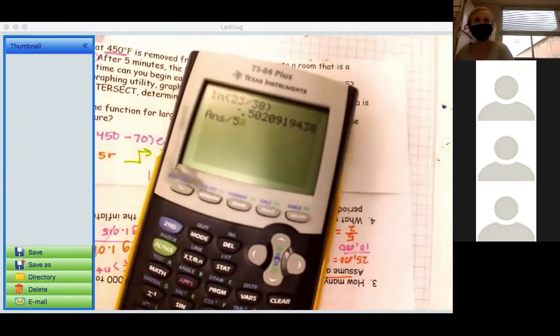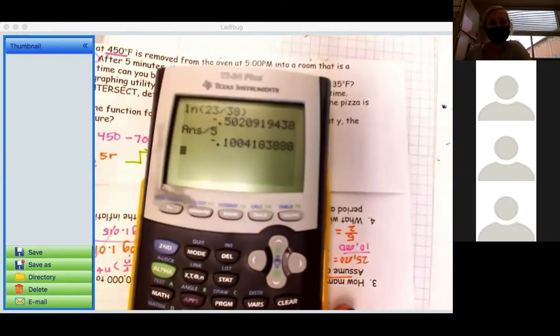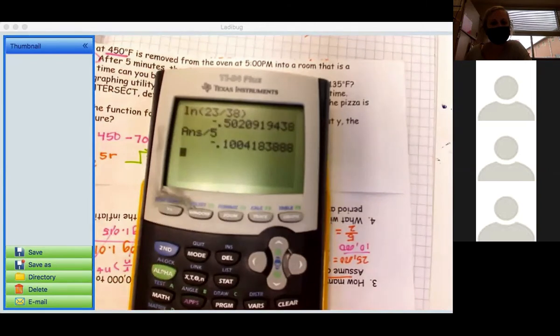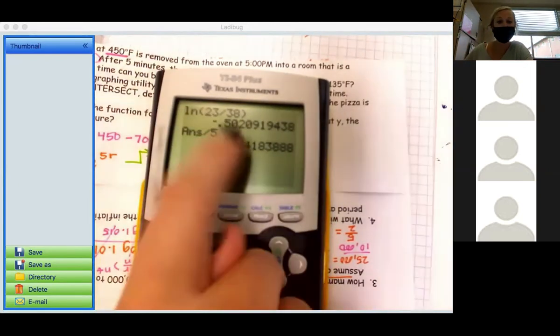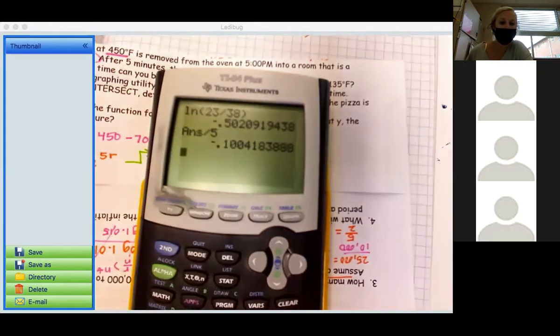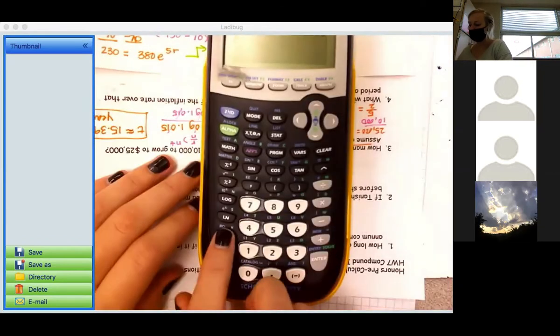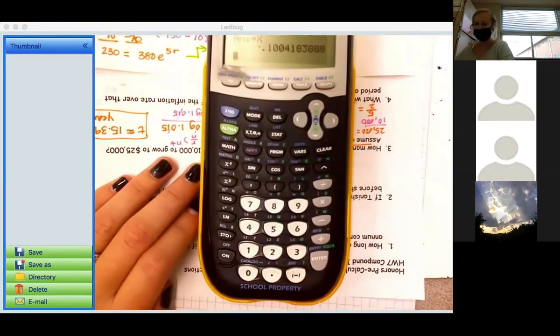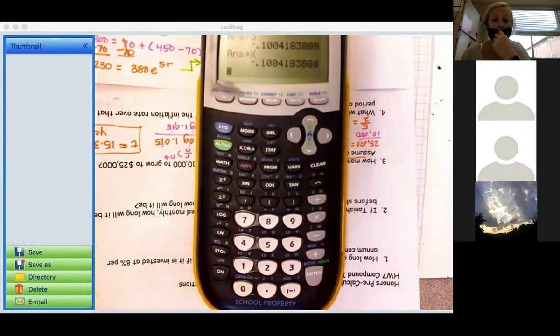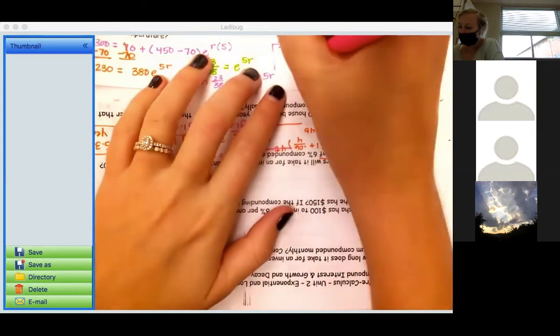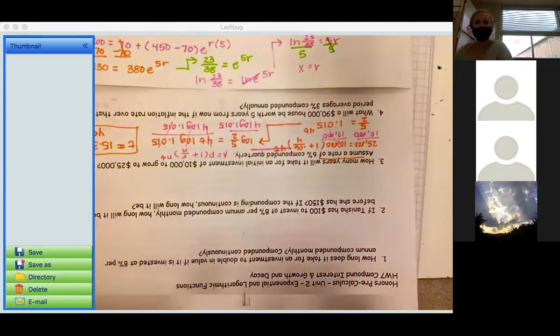I had to remember where we were at. I'm getting negative 0.1 as the rate. Now don't round it because it does keep going. What are we going to store this as? X. Good. So I'm going to hit store as X. Store as X. Hit enter. If you're using Desmos, you can just copy and paste it. So I stored that as X.